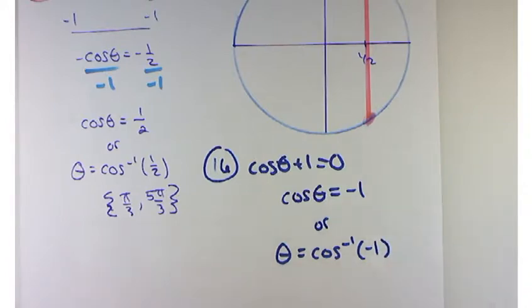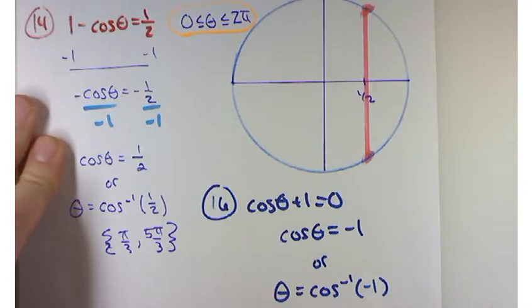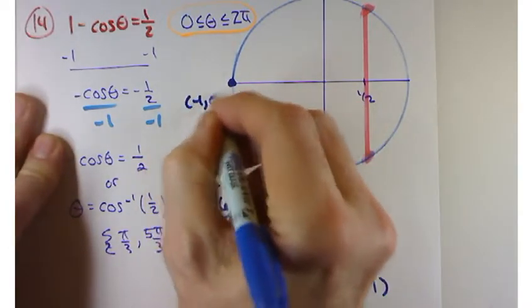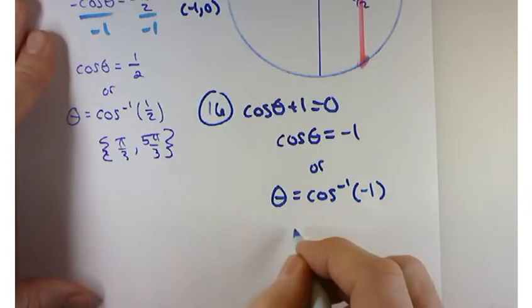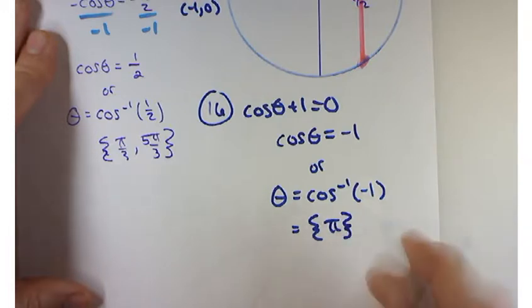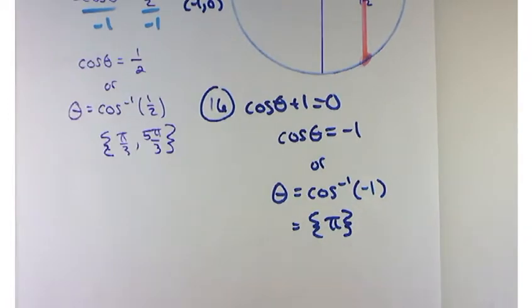So you're looking for where the x-coordinate on the unit circle is -1. Where's that going to be? Pi, right here. So -1 and 0, and that happens at an angle of pi. So in this case, there's really only one answer, and that's pi. So those are a couple nice little warm-up examples. Let's get into it a little bit more.